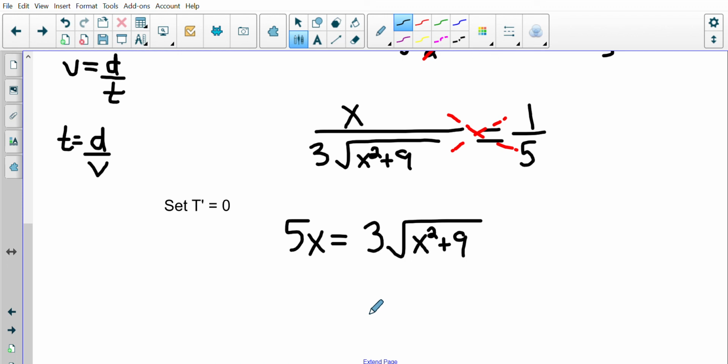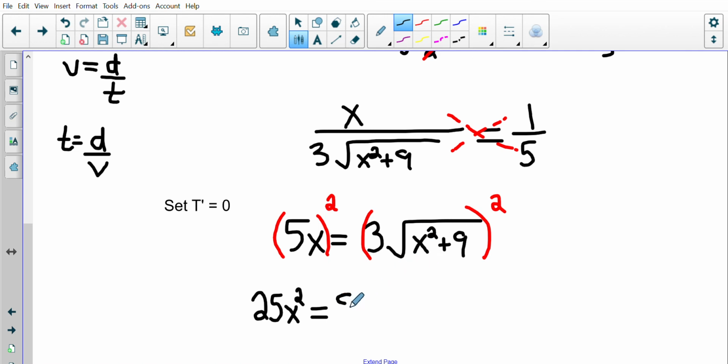I want to solve for x because I want to find out where I should land on shore. So I need to get rid of the square root, which means I square both sides. That'll get rid of the square root. Squaring 5x, I square the 5 and square the x, so I get 25x squared. On the other side, I square the 3 and the square root of x squared plus 9. The square of 3 is 9, and this just turns into x squared plus 9.